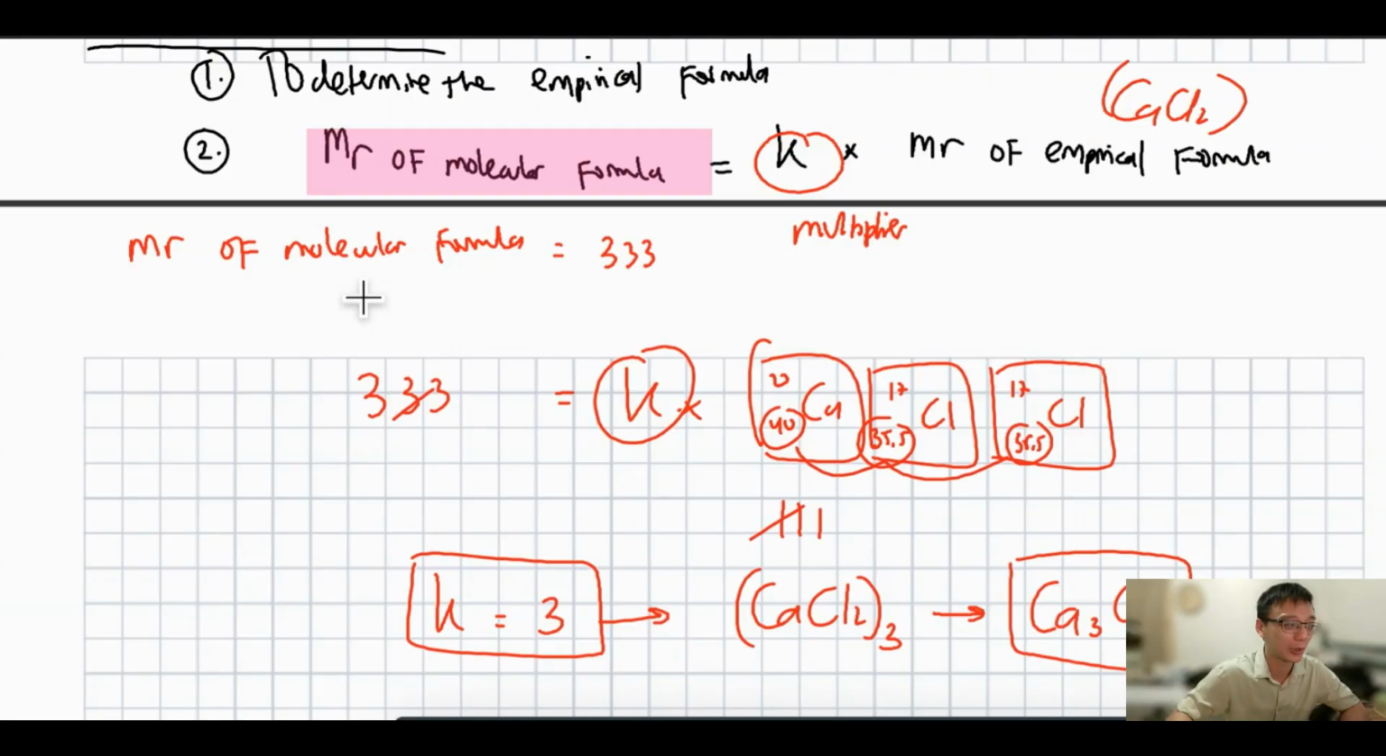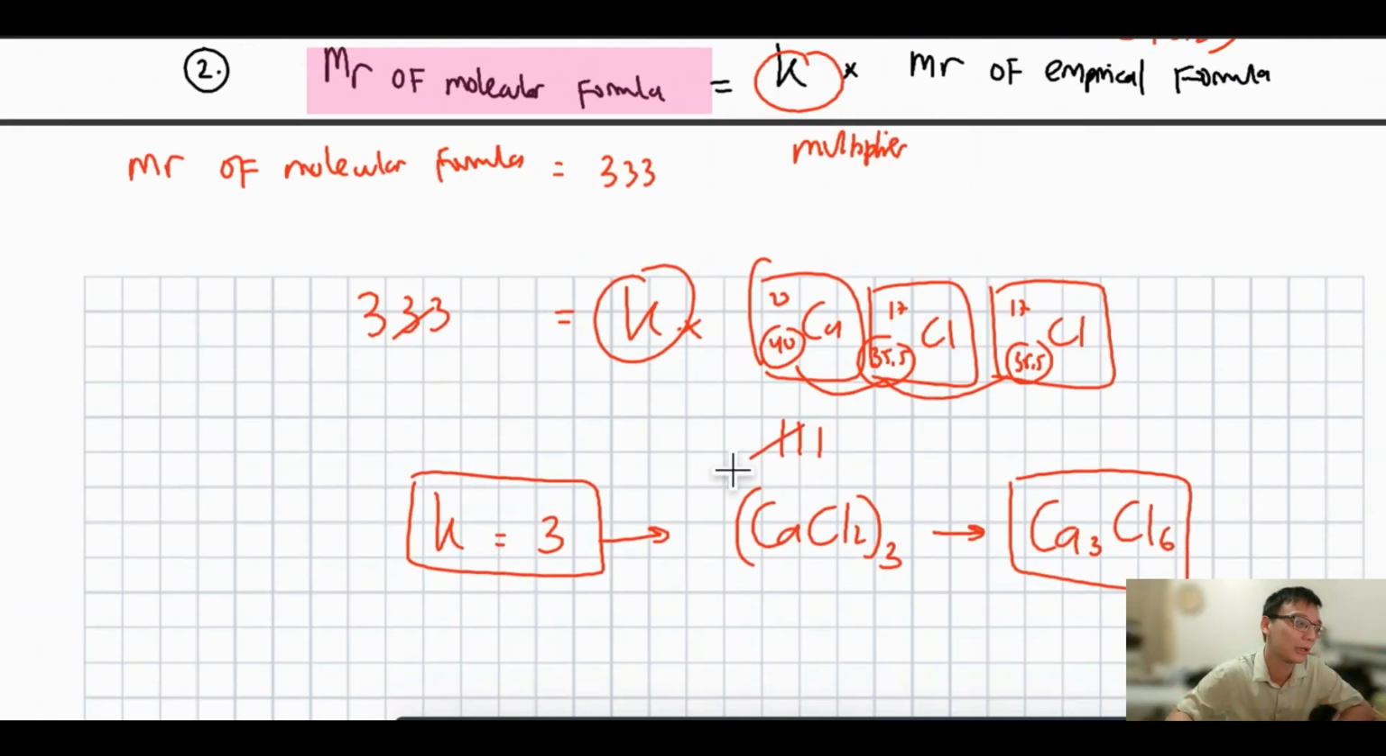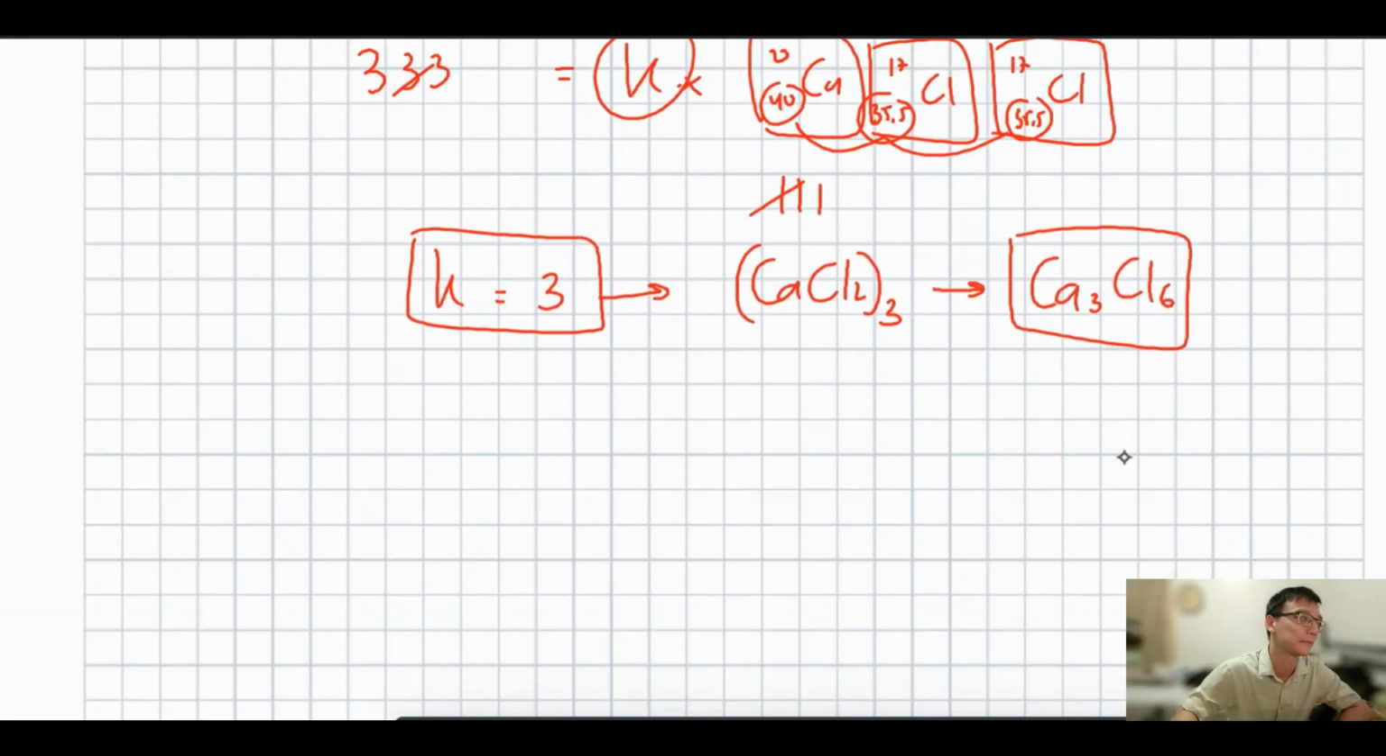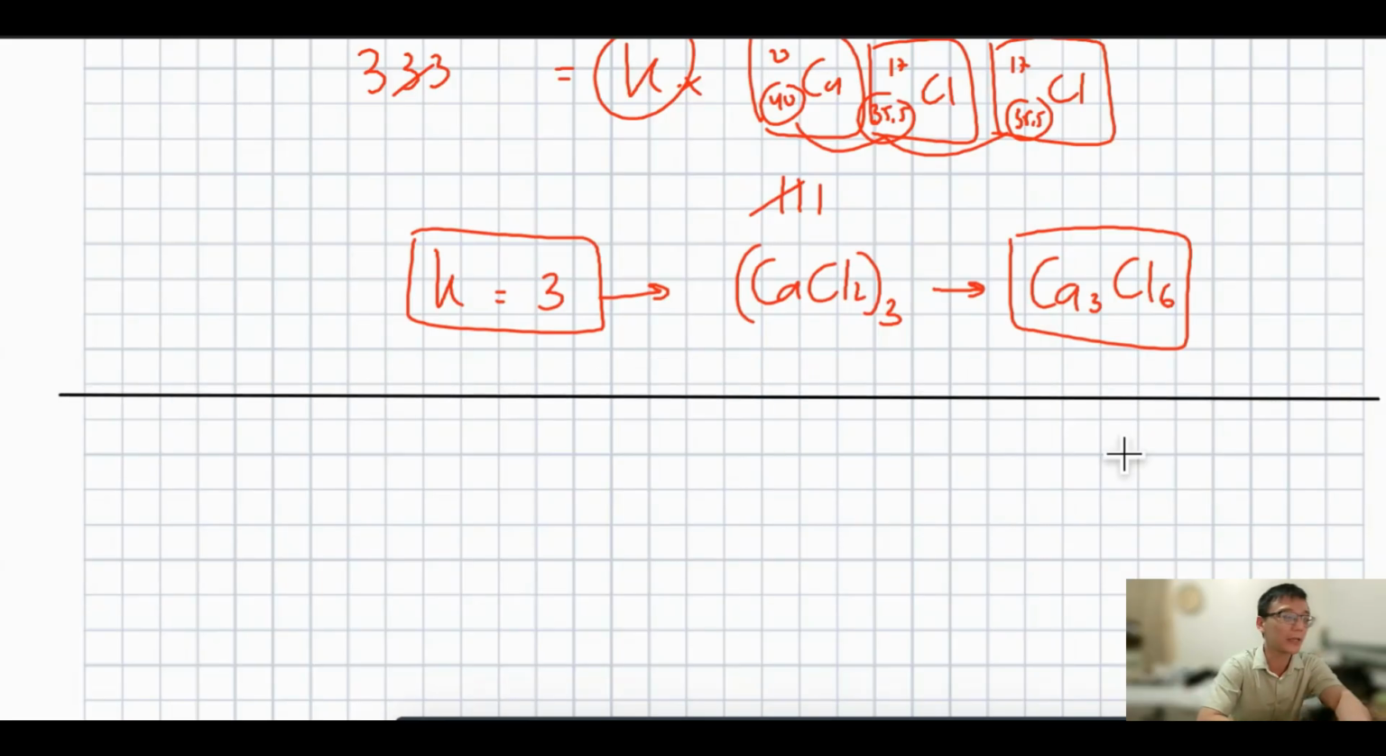Technically, if we know the molecular mass, then we could find how many simple building blocks are used to compose that big molecule. So we get the weight of the big molecule, and then based on the weight of one simple molecule, we can estimate the number of simple molecules used to compose this big molecule. And it turns out that in this case, it's 3, so we get Ca3Cl6 as the molecular formula. Okay? Lastly, I would like to speak about hydrates.